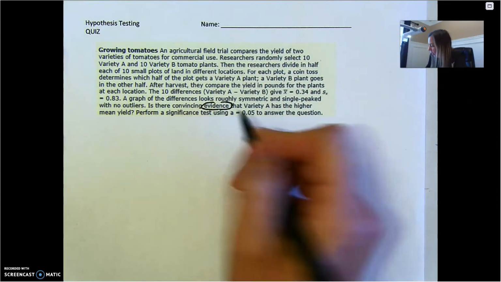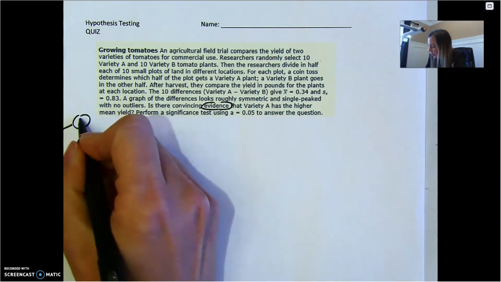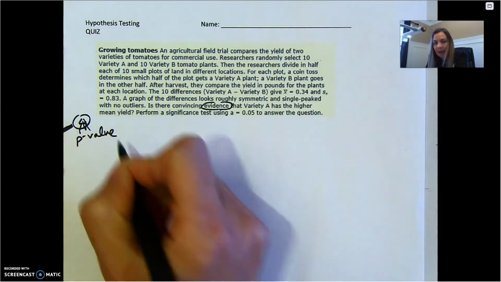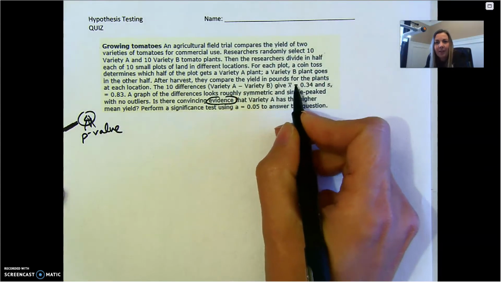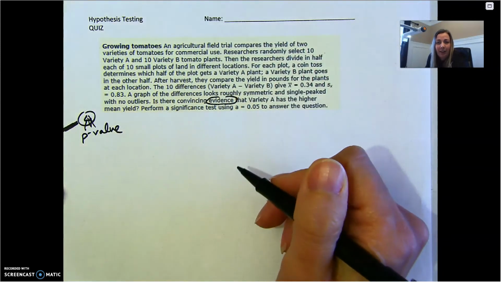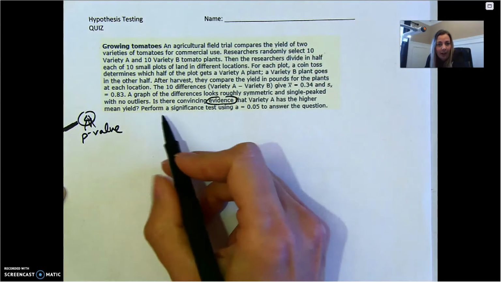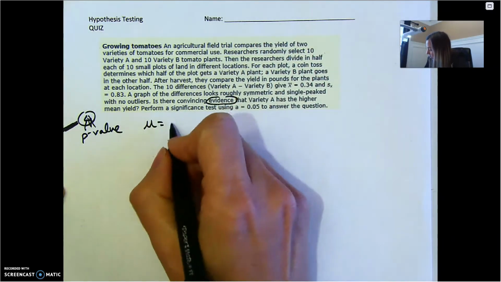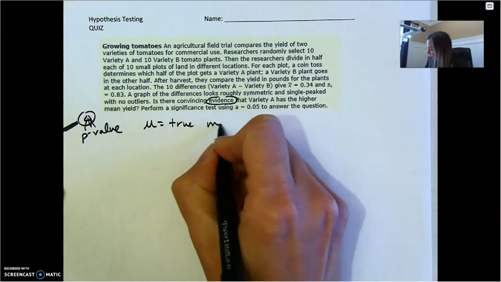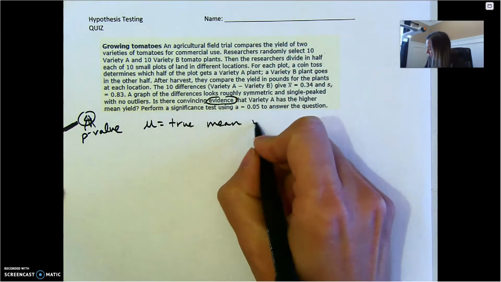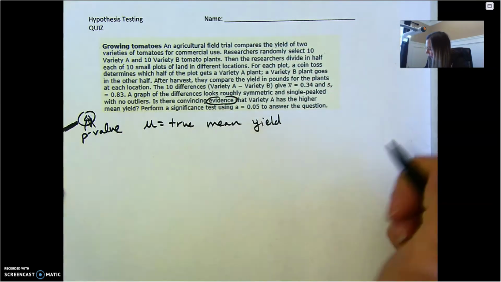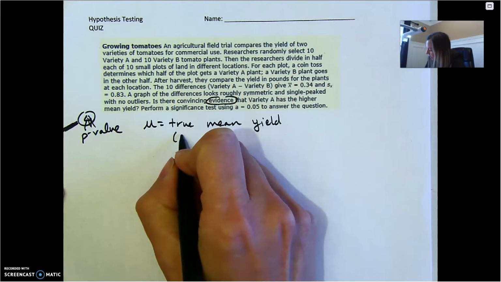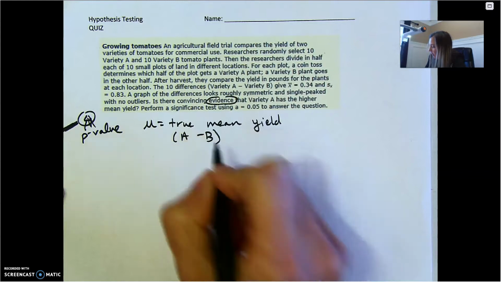So there's that keyword that's letting us know we have our magnifying glasses, and we're going to find some evidence, aka a p-value, to see if this x bar that we got is significant or not. Okay, so let's define it. We are trying to figure out the true mean yield. And it looks like we're doing variety A minus variety B.